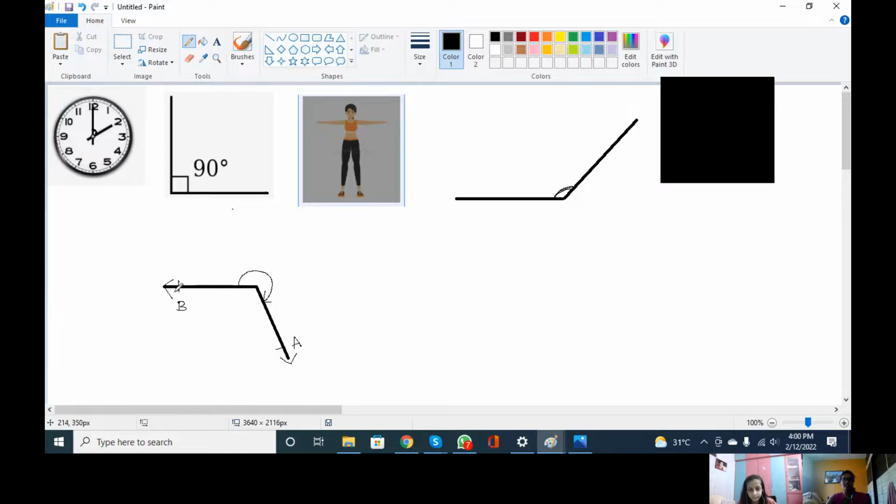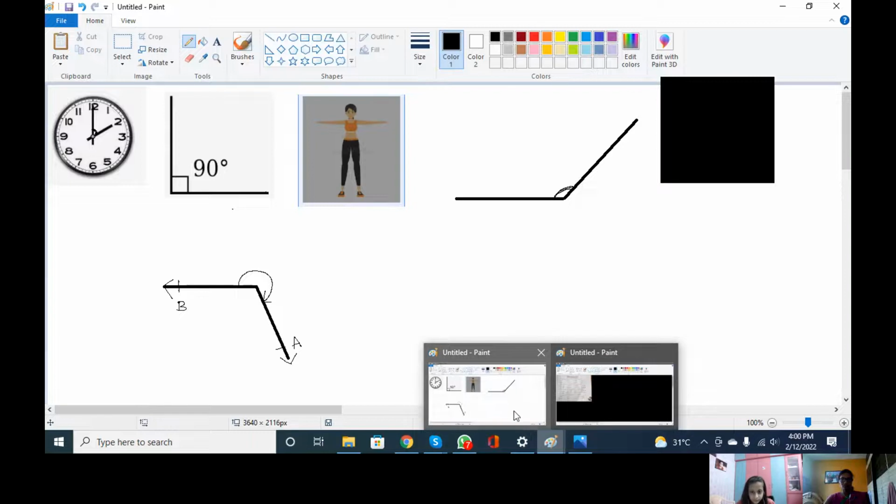And this is a very large angle, measuring here from A to B. What is it called? This is a reflex angle. Yes, reflex angle. Good that you have revised well. Now let's get into today's topic, pairs of angles.